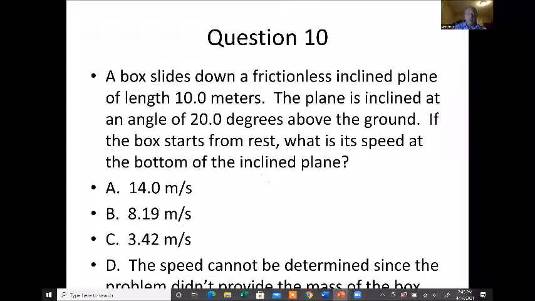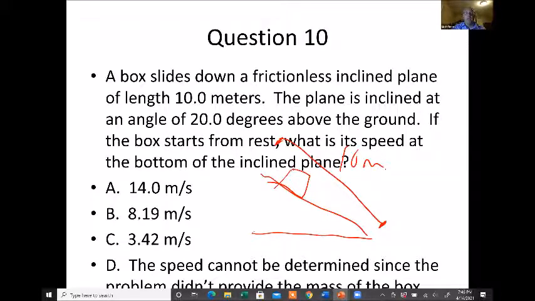So we've got something like this. We've got an inclined plane, no friction. Think of a box being up here, like so. There's the horizontal. The length of the inclined plane from tip to tip, that's 10 meters. It's angled at an angle of 20 degrees above the ground. So that means this angle right here is 20 degrees. What is its speed?